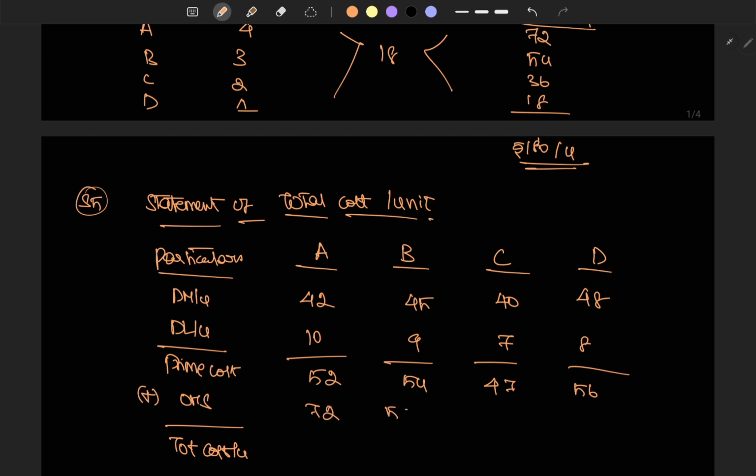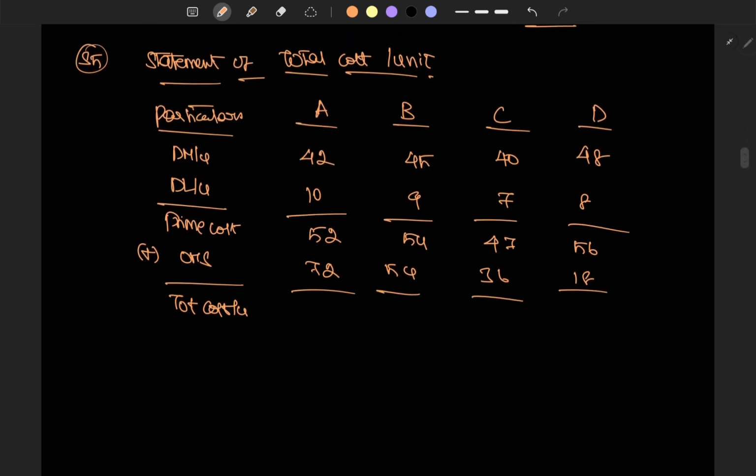So total cost per unit, which is 72 for product A, 54 for product B, 36 for product C, 18 for product D. If we total it, which is 124, 54 plus 54 which is 108, 47 plus 36 which gives us 83, 56 plus 18 which gives us 74, into number of units gives us total cost for all the products.